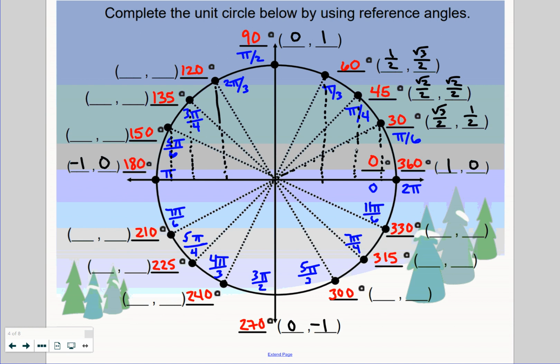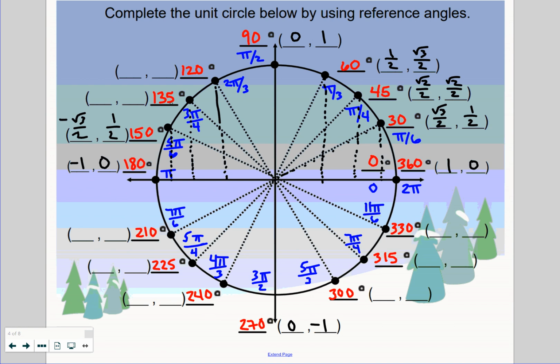The only difference is, because I'm in quadrant 2, what's negative in quadrant 2? X coordinates are always negative in quadrant 2. So 150 is 30 degrees away from the x-axis. Its coordinates are going to match those of 30 degrees. Rad 3 over 2, 1/2. You can imagine just kind of reflecting that point over the y-axis is what we're doing, and then we just want to make sure in quadrant 2 our x is negative.